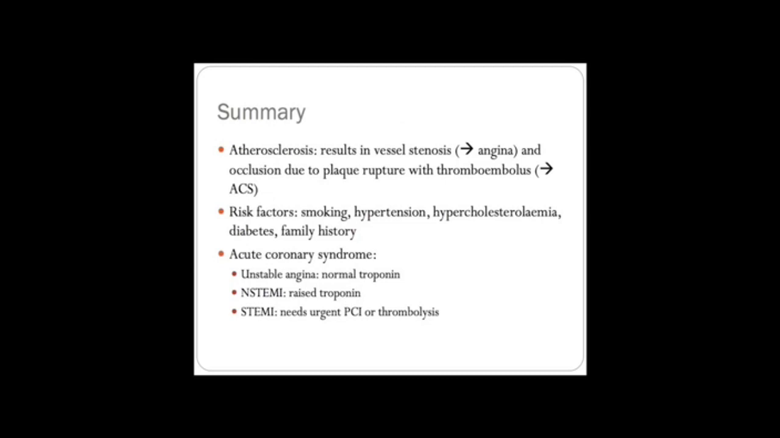Okay, so in summary, in this brief podcast, we've looked at the most important mechanism underlying ischemic heart disease, that's atherosclerosis. We've talked about how atherosclerosis results in vessel stenosis, and indeed it can acutely cause occlusion of vessels due to plaque rupture and thromboembolus. Vessel stenosis basically corresponds to your chronic stable angina, but thromboembolus corresponds to your acute coronary syndromes.